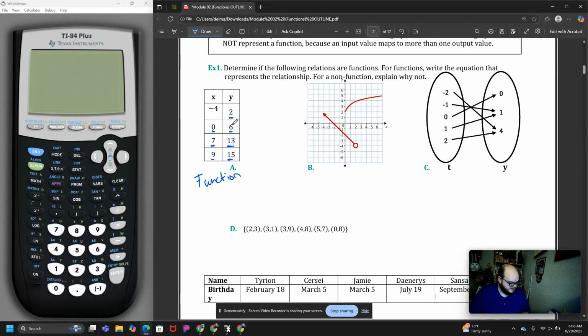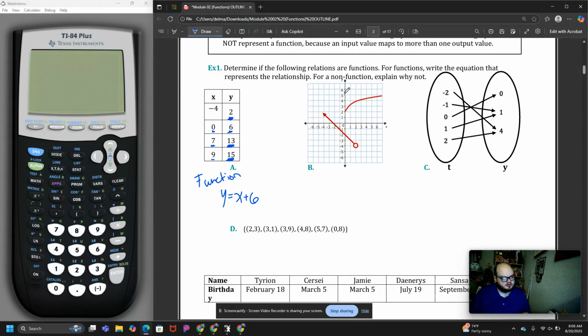So let's see what's happening to get from one value to another. It looks like we might be adding 6, because 0 plus 6 is 6, -4 plus 6 is 2, 7 plus 6 is 13, 9 plus 6 is 15. So it looks like I'm adding 6. So this will be y is equal to x plus 6. Okay.